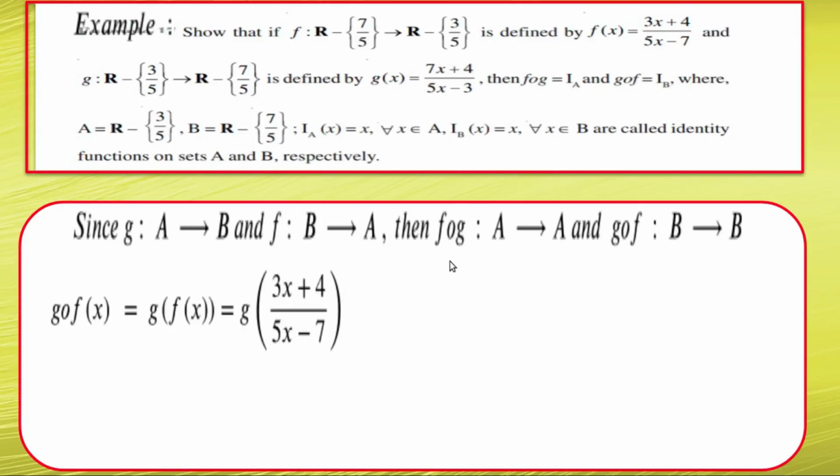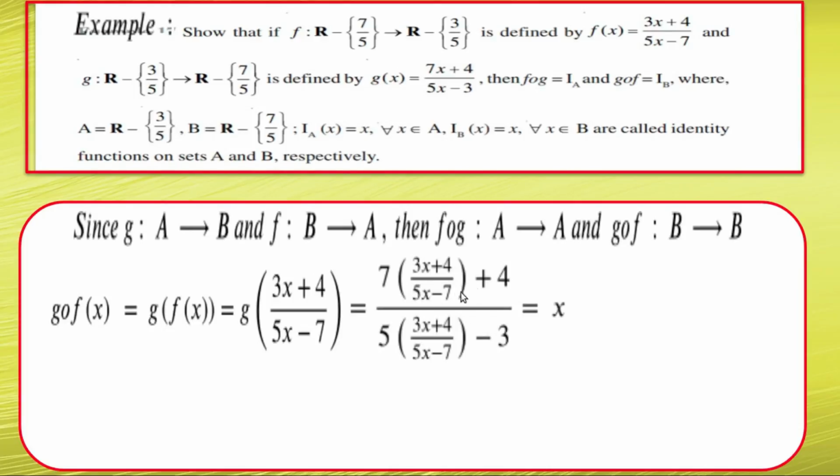That is 7 into 3x plus 4 by 5x minus 7 plus 4 divided by 5 into 3x plus 4 by 5x minus 7 minus 3. So simplifying, you will get x.